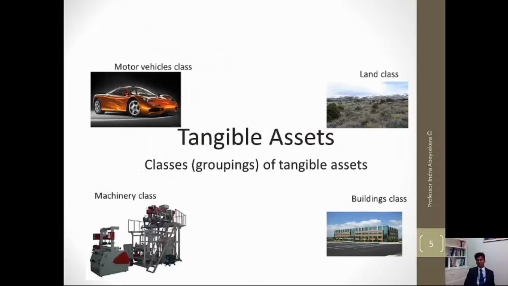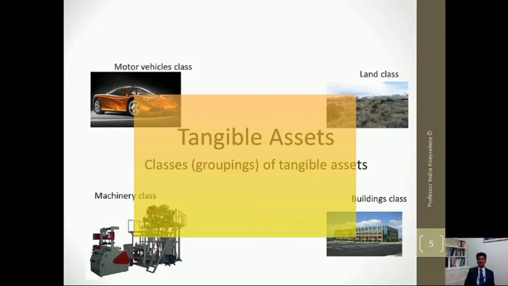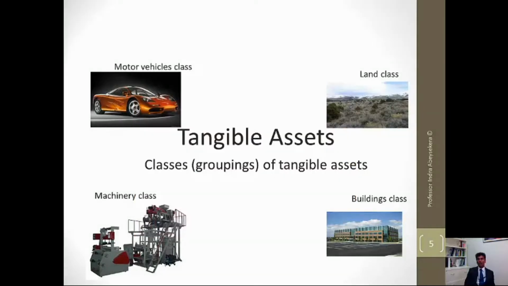When we talk about assets, one type of asset is tangible assets. We can group tangible assets into various classes. The classes represent assets of similar items. Examples are motor vehicles, land, buildings, and machinery. So under the motor vehicle class, the assets being grouped there could be motor vehicles of different makes and brands.